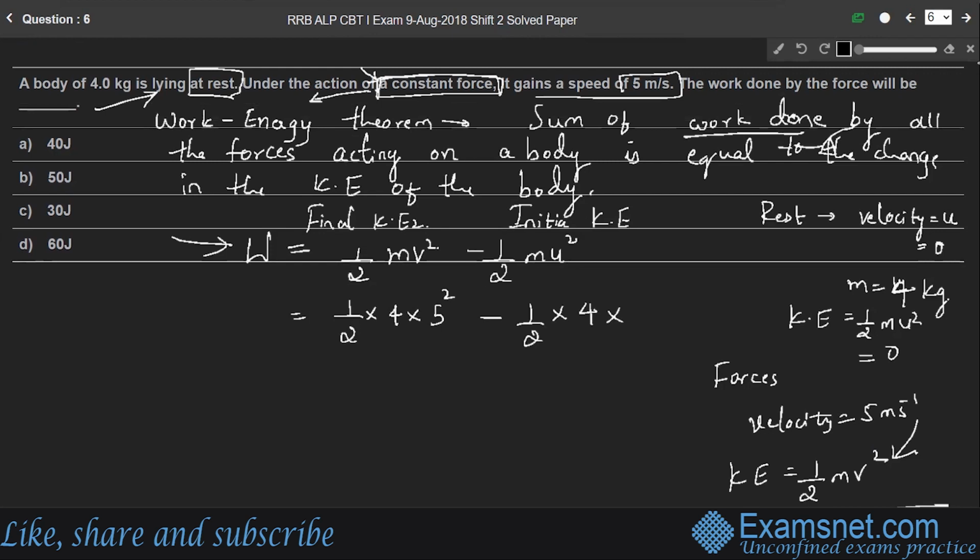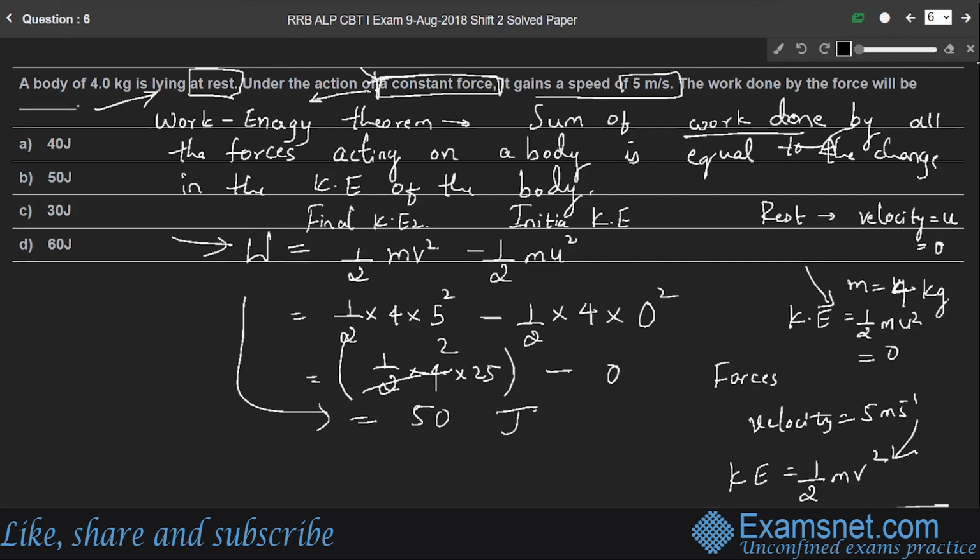So initial velocity of the body is 0, right? Therefore, kinetic energy also becomes 0, as we have discussed just now. So half m v square is 25 into 2, minus 0. 2 into 2 is 4, 25 into 2 is 50, right? Since work is in terms of joule, therefore work done on the body is 50 joule. Option B is the right answer.